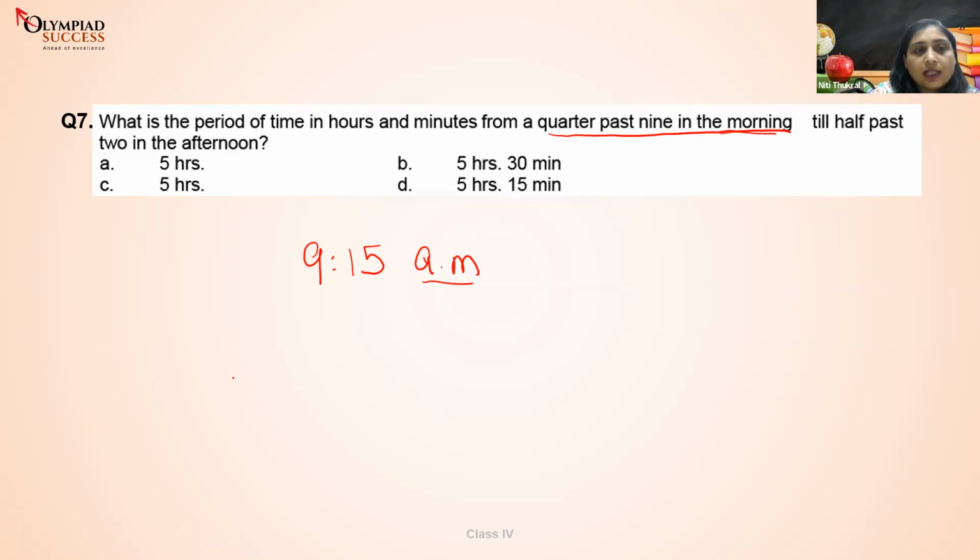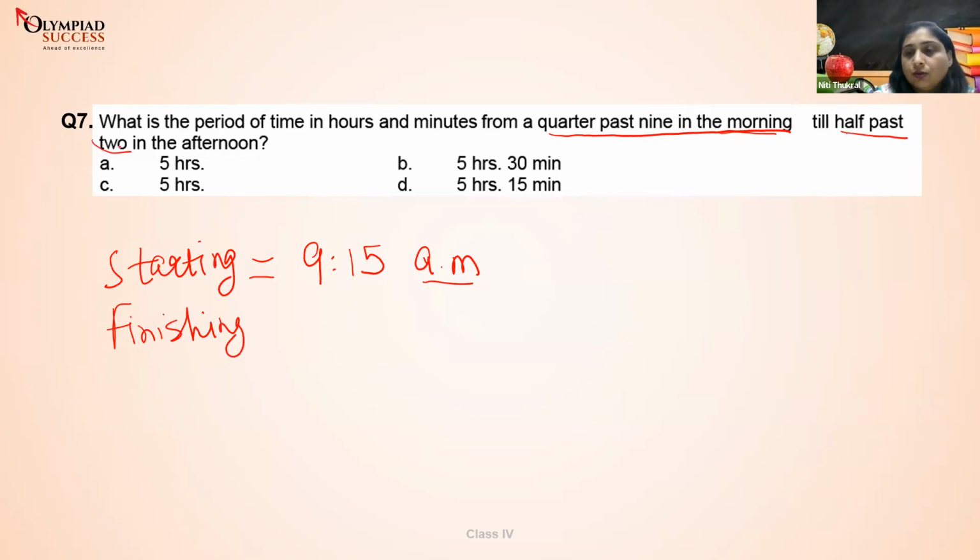Now the question is asking you. You can write your answers. No need to raise your hand, Avian. You can always type your answer in the chat box. So what is the period of time in hours and minutes from this time? This is my starting time, and the finishing time is given to me. Can anybody write this finishing time in the digital clock? 2:30. What is 2:30? I want to see in the chat box. Very good. 2:30 p.m. because it's afternoon. So I'm writing p.m.